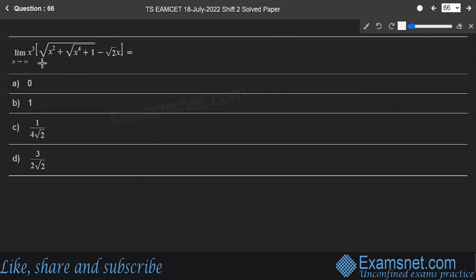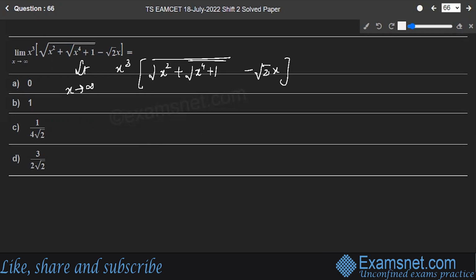Limit x approaching infinity, x cubed, this whole thing is equal to. Okay, now these type of sums are not so tough, but they have to be solved very patiently because very high chances of making mistakes are there. So limit x approaching infinity, x cubed, root of (x squared plus root of (x raised to power 4 plus 1)) minus root 2x.